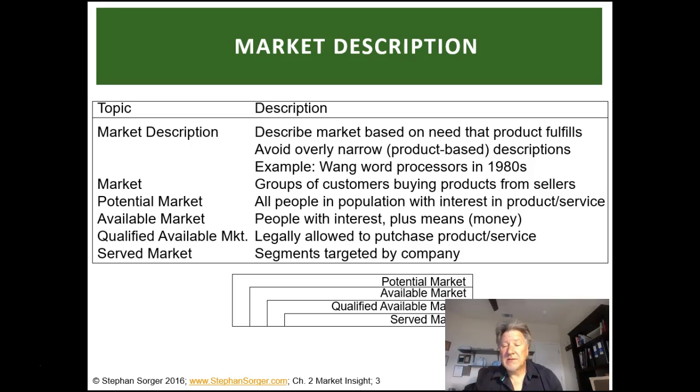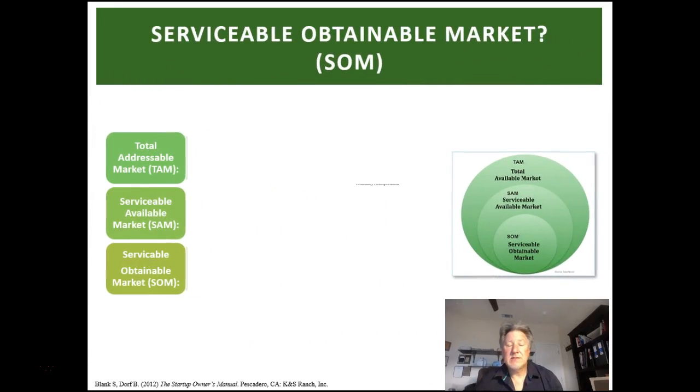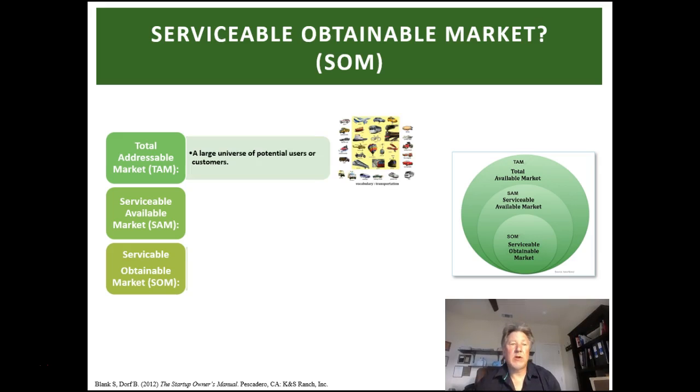I'm going to expand on this a little bit and give you a little bit more of what we use over at Innovation Core, which uses the concepts of TAM, which is total addressable market, SAM, which is serviceable addressable market, and SOM, which is serviceable obtainable market. And TAM is really this whole large universe. So if we look in the transportation sector, what you see is it's all types of transportation.